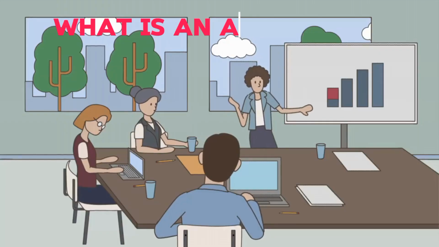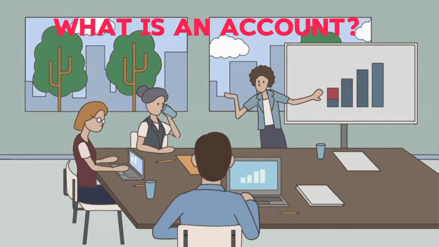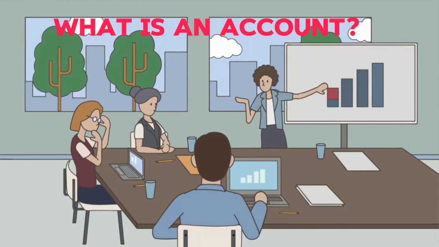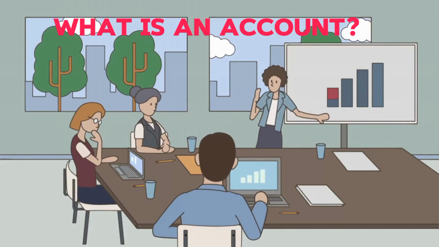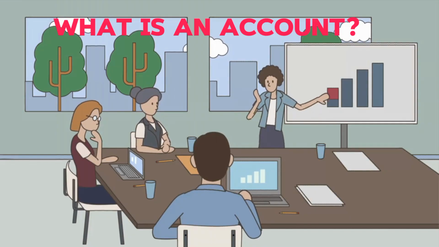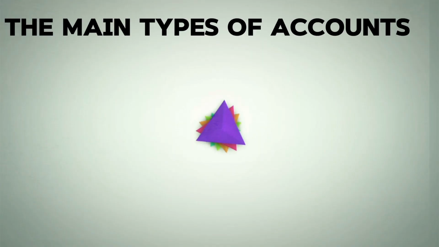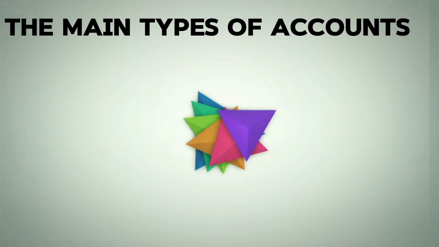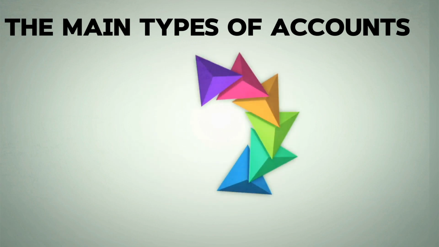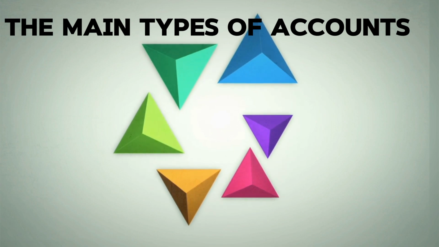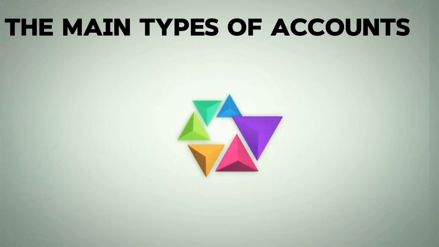In accounting, every transaction affects accounts. Accounts are categories used to record and track financial activity. The five main types of accounts are assets, liabilities, equity, revenue, and expenses.